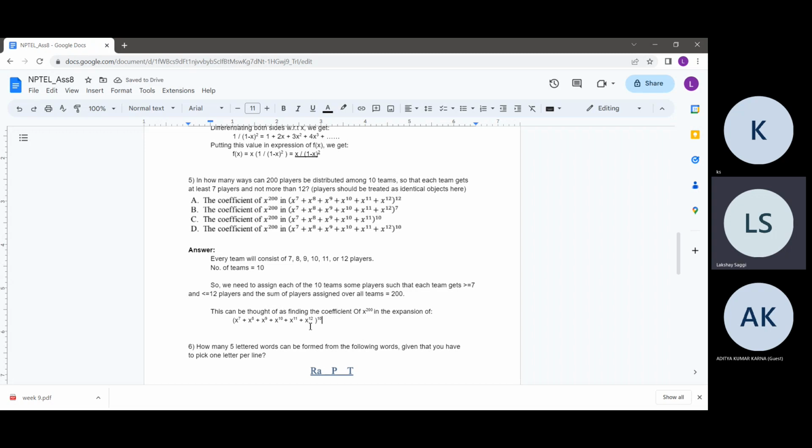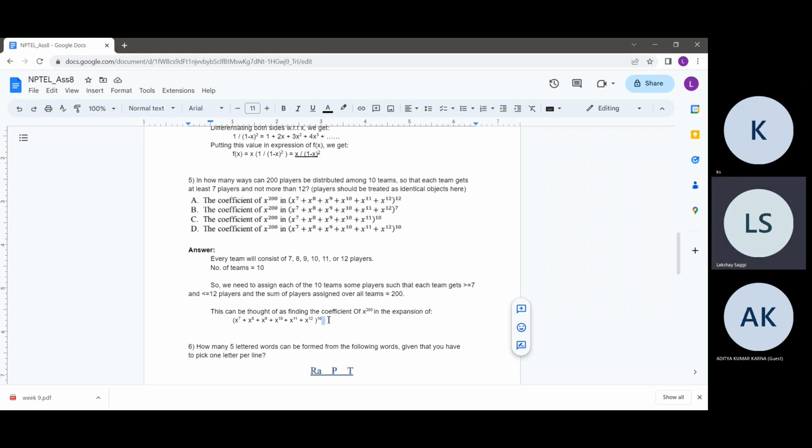So how do I arrive at this expression? What do x to the power 7, x to the power 8, and up to x to the power 12 correspond to? They correspond to the number of players assigned to one of the teams. One team can get 7 or 8 or 9 or 10 or 11 or 12. Since there are 10 teams, we raise this to the power 10, and we take a product because the powers add up. If team one gets 9 players and team two gets 10 players, the multiplication is x to the power 9 from the first term times x to the power 10 from the second term.